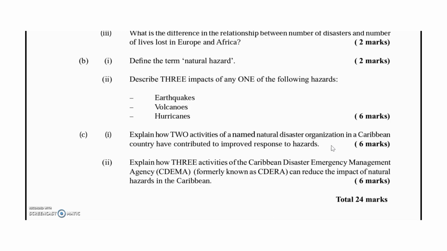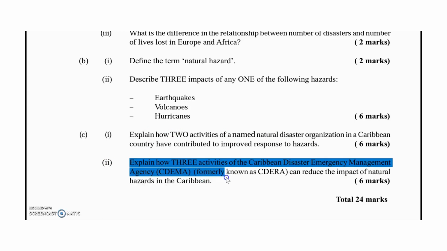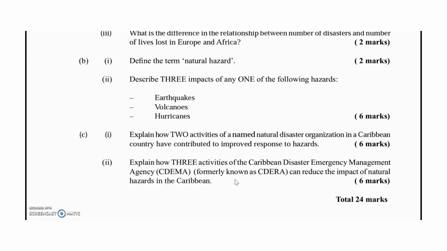You understand? Okay. And in terms of part two, C part two, explain how three activities in the Caribbean Disaster Emergency Management Agency, CDEMA, formerly known as CDERA, can reduce the impact of natural hazards in the Caribbean. Now, first and foremost, let us remember that CDEMA is in fact a coordinator. They will simply facilitate and coordinate activities. They will be like the command center, the base for all the different response agencies for the entire Caribbean.